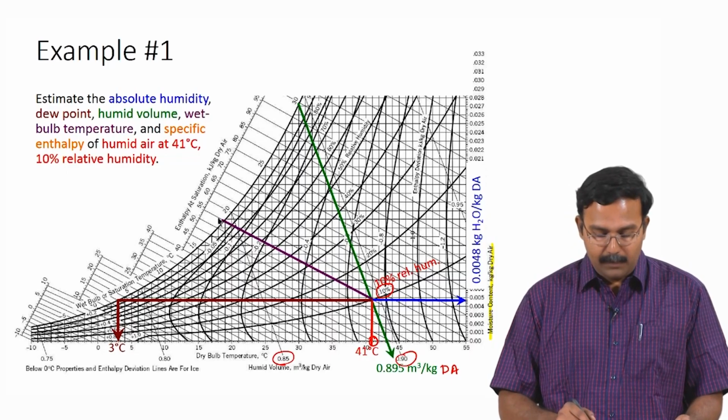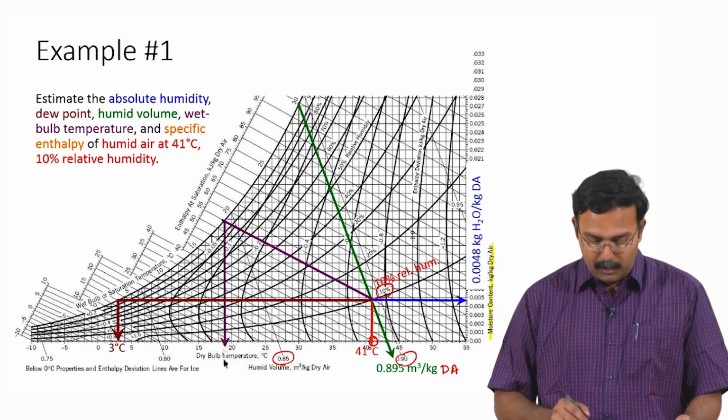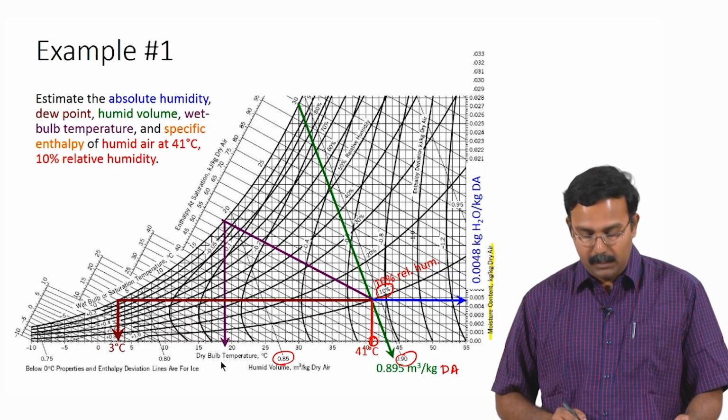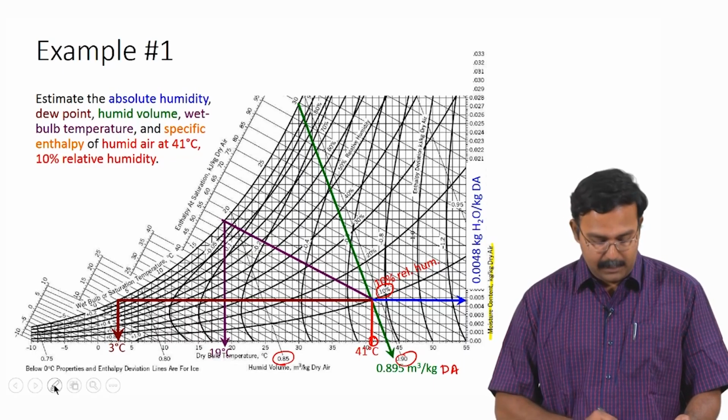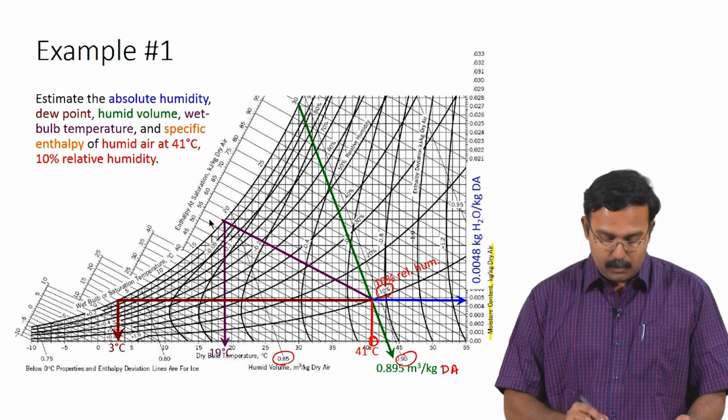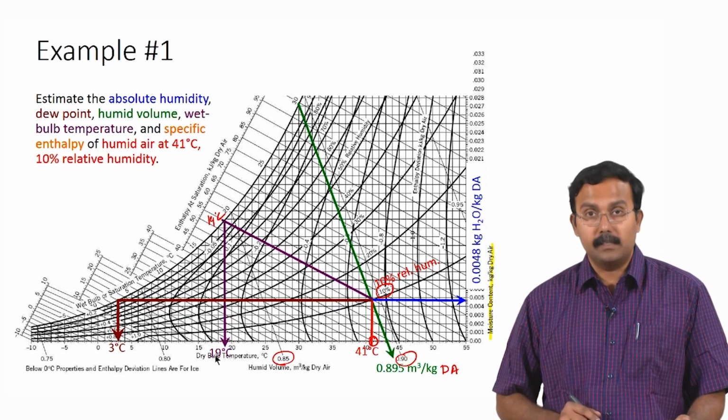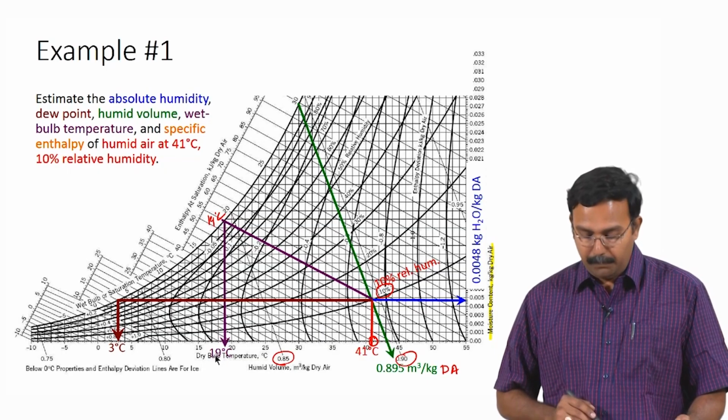I could either identify the temperature here or come back down here to identify the temperature. The temperature is identified as 19 degrees Celsius. Here also you can see that it is 19 degrees Celsius, and here also it is 19 degrees Celsius. So, this would be the wet bulb temperature.